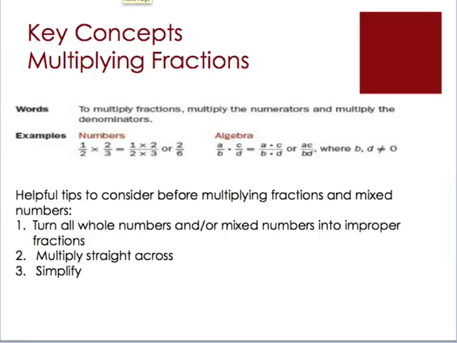Here are some helpful tips to consider before multiplying fractions and mixed numbers. Turn all whole numbers and/or mixed numbers into improper fractions. Then you just multiply straight across and then simplify. So let's do an example.